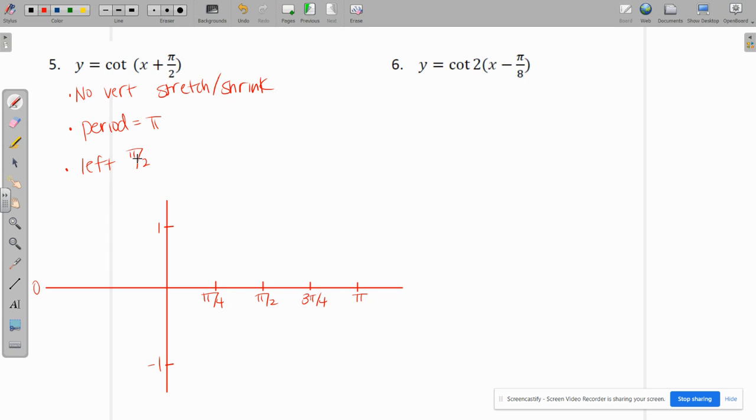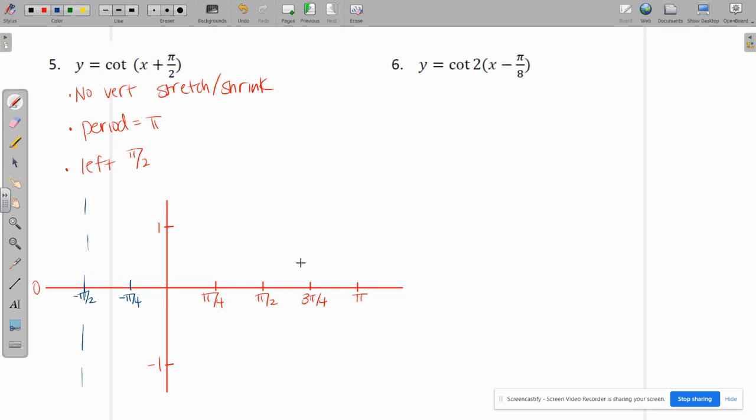If I'm going to move left pi over 2, again, that is 2 tick marks to the left. So I'm going to, in addition, add in these 2 tick marks, and each one is worth pi over 4. So here's negative 1 pi over 4 and negative 2 pi over 4, which is pi over 2. So cotangent typically starts here with the vertical asymptote on the y-axis, but shifting it left 2 means it's going to start here.